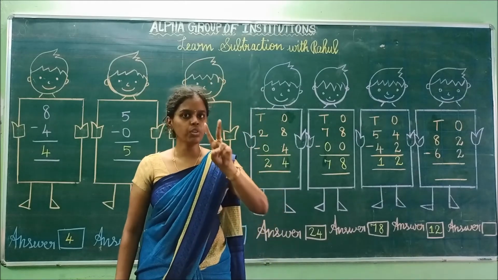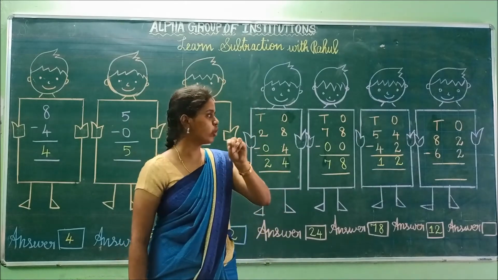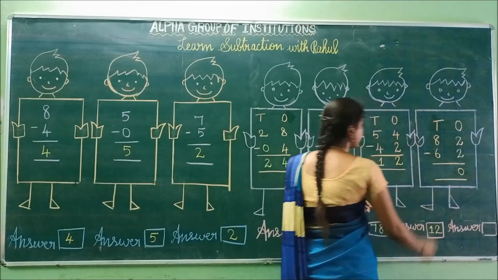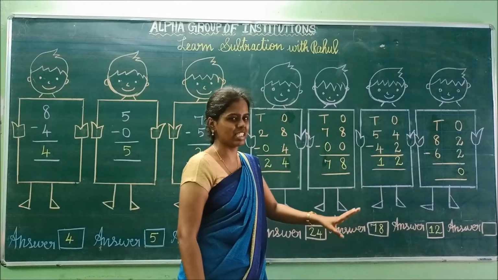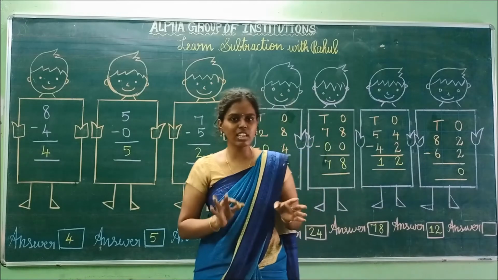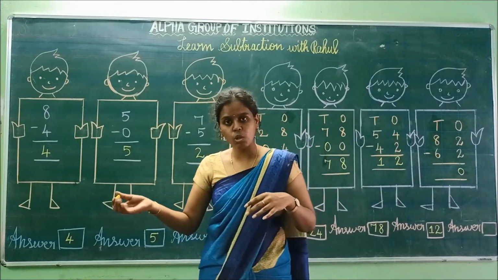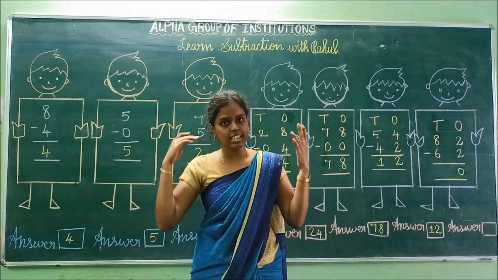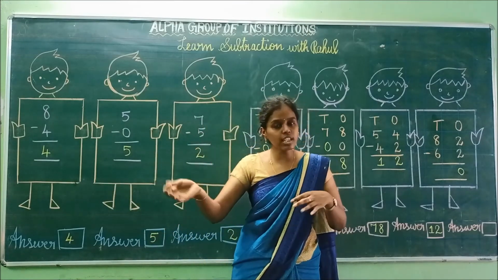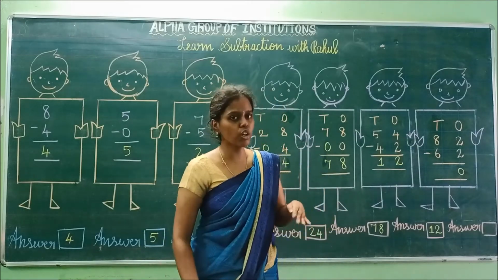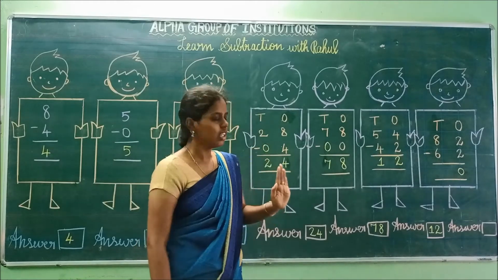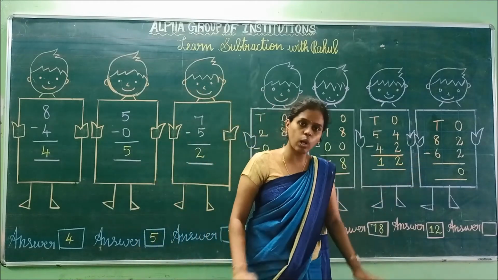Before 2, 1, 0. Your answer is 0 here. So, if we are subtracting a number from that number itself, the answer will be 0. So, 2 minus 2 is 0 and 3 minus 3 is 0, 8 minus 8 is 0, 69 minus 69 is 0, 100 minus 100 is 0. Even 1000 minus 1000 is also 0. So, if we subtract two numbers and both are the same number, the answer will always be 0.